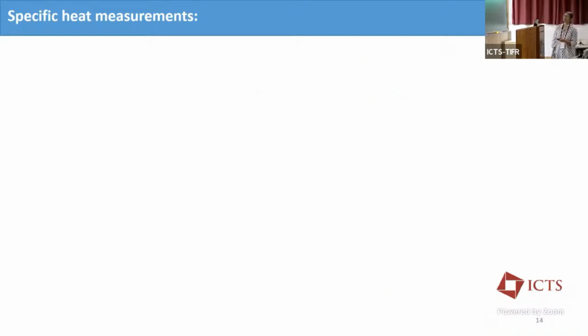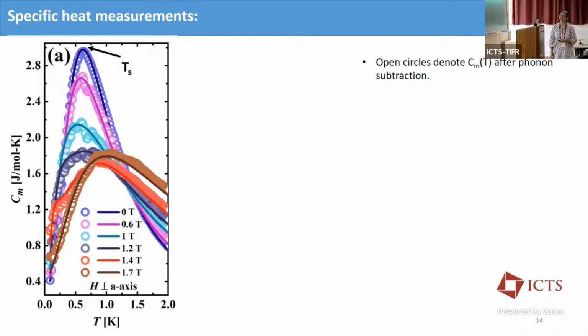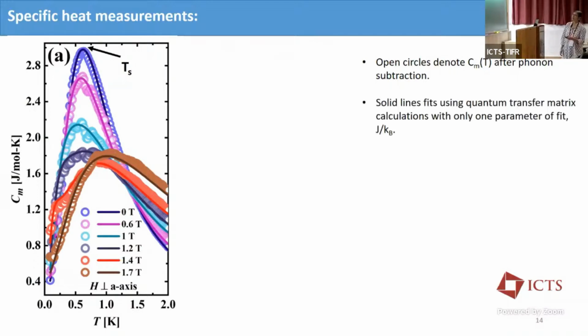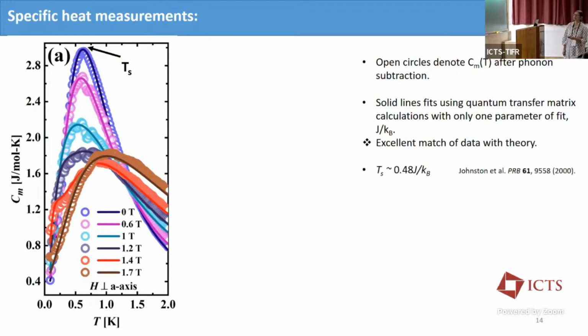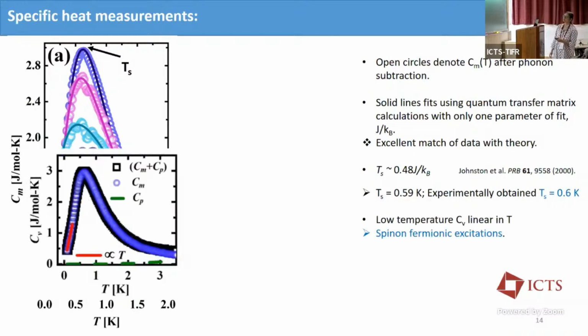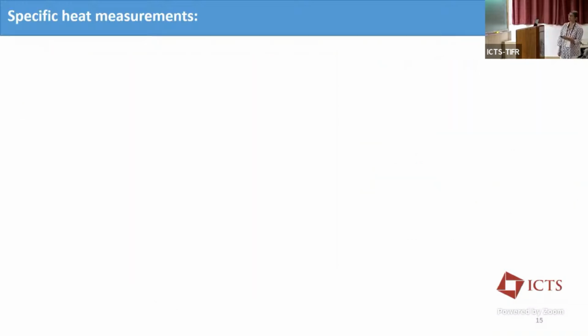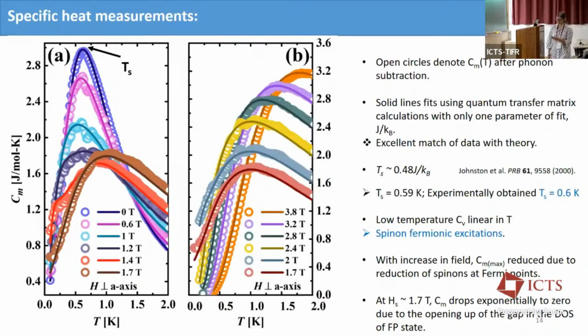So after I have subtracted the phonons, this is how the specific heat looks, as indicated by Klumper and everybody. What you have is a low temperature peak here. As I keep increasing the value of field, the peak starts to go down. As before, the solid lines once again are quantum transfer matrix calculations for these. Once again, we have very good fit of data with theory, and all the other parameters, namely the saturation temperature, the peak temperature, etc. All of them match with what is predicted from theory.